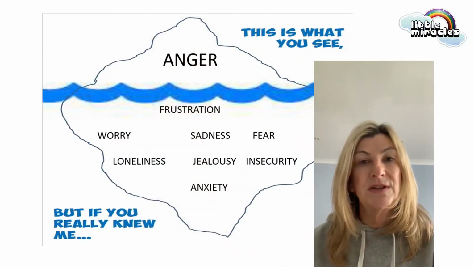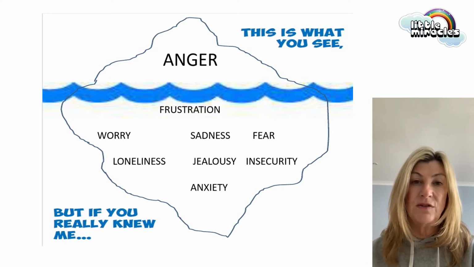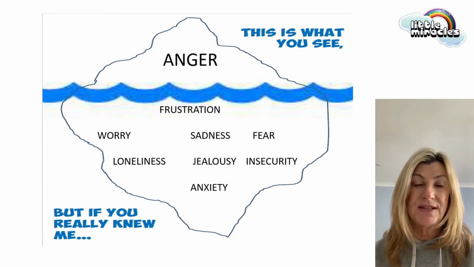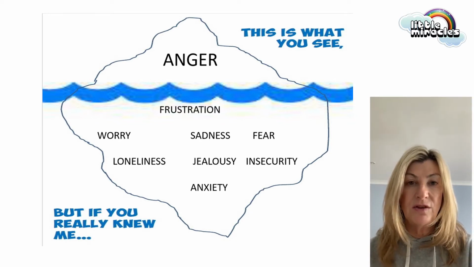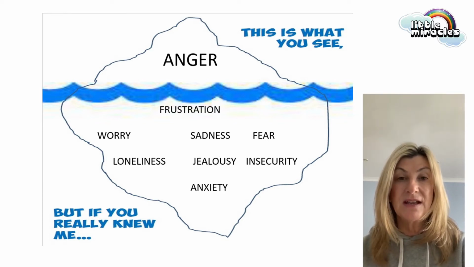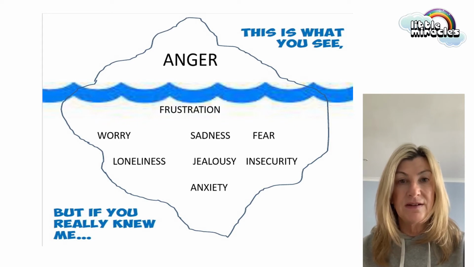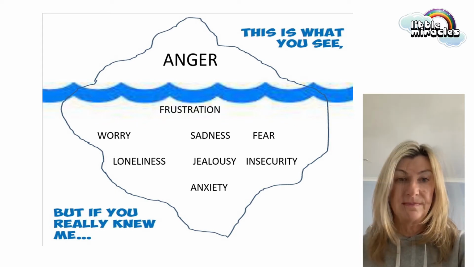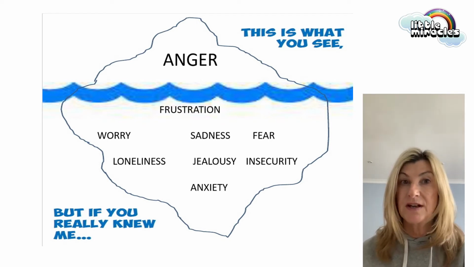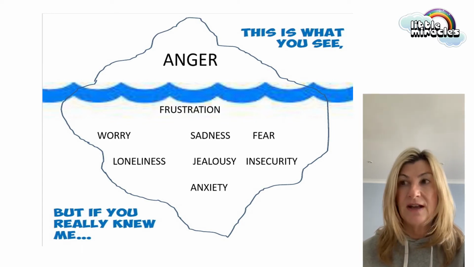So if you can look at the first picture on the screen, this picture represents an iceberg. When you see an iceberg, you just see the tip of it. The humongous, massive part of the iceberg is under the sea. And this is like anger. We see the behaviour, we see our children really acting out, but underneath that anger, there is a lot going on. Some of the emotions that I've put on this diagram are frustration, worry, sadness, fear, loneliness, jealousy, insecurity, anxiety.